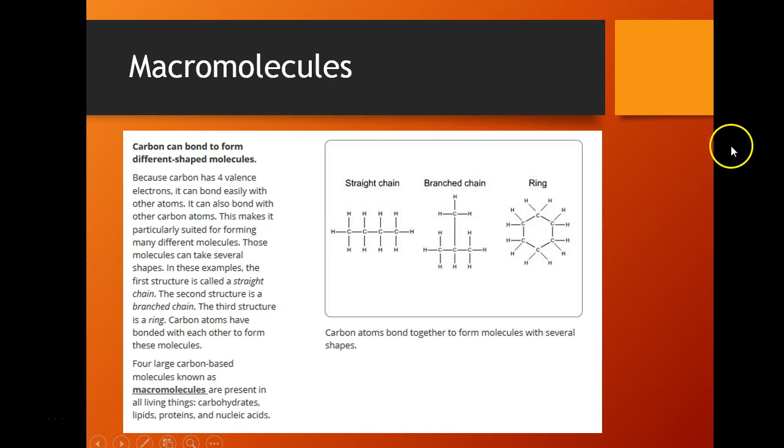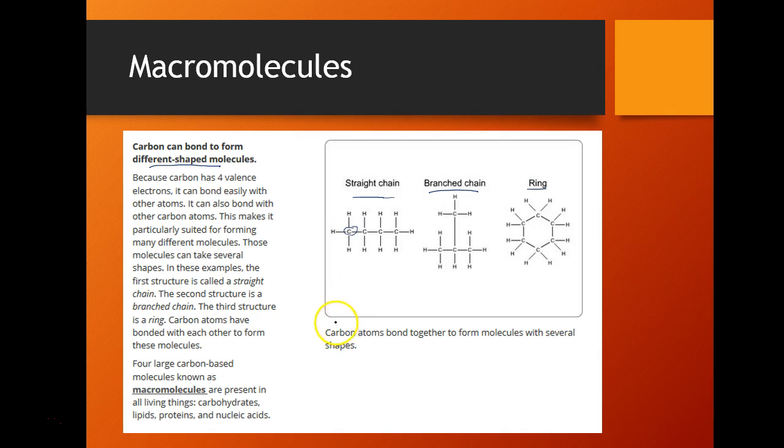Now in this next section, we're going to be talking about different macromolecules that are essential for life and how carbon plays a role in all of those macromolecules. Carbon can bond to form different shaped molecules. Here carbon can form a straight chain, a branched chain, and also a ring. This is really essential when making a variety of different macromolecules and organic compounds that are essential for life.